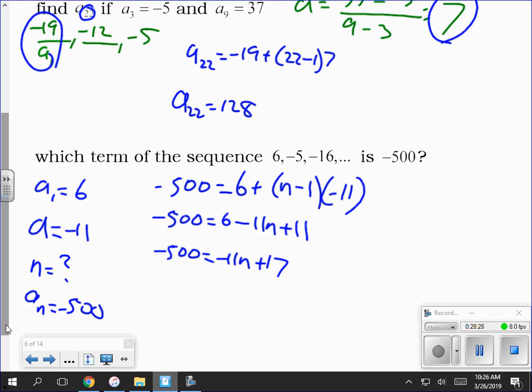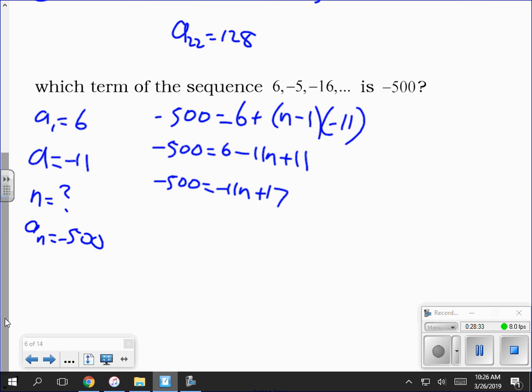You guys can solve this, right? Subtract 17 from each side. -517 equals -11N. Divide both sides by -11. I'm not going to hazard a guess on that one. 517 divided by 11 is 47. It is the 47th term in that sequence.